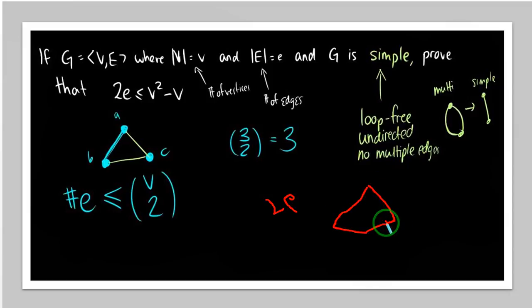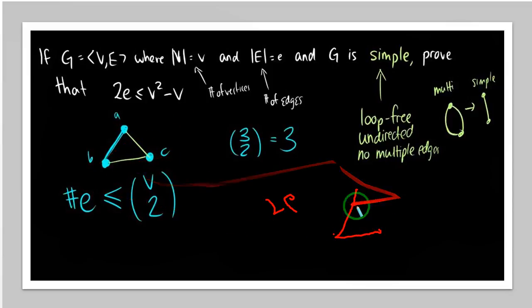So with 2e, we have 3 vertices. And 2e means how many vertices do we have? 3. And how many edges do we have? 2. How many edges do we have? 2. Just like this one. Okay, I just made it, but just like this one.